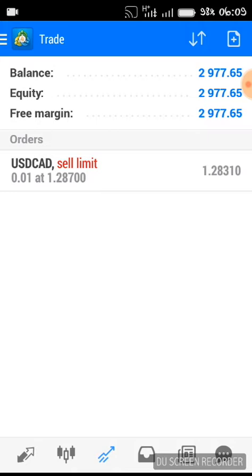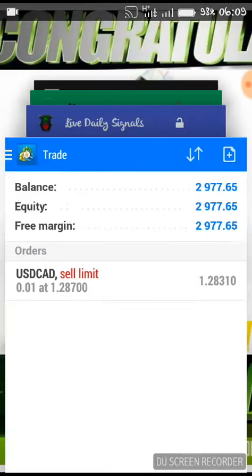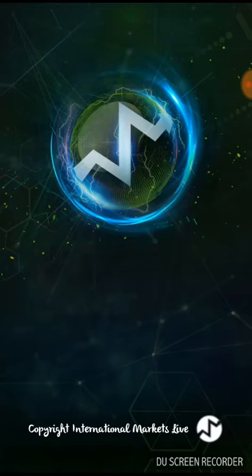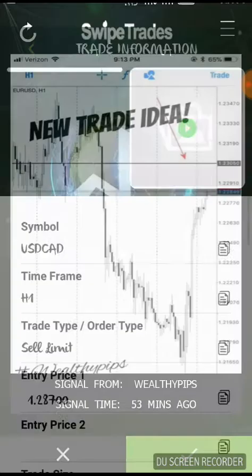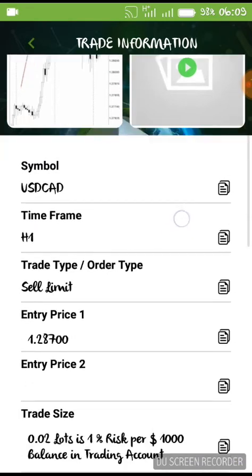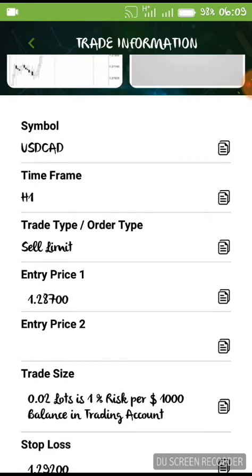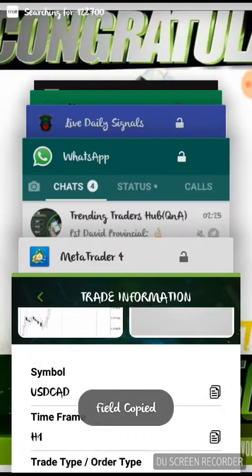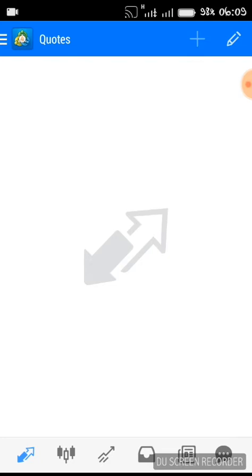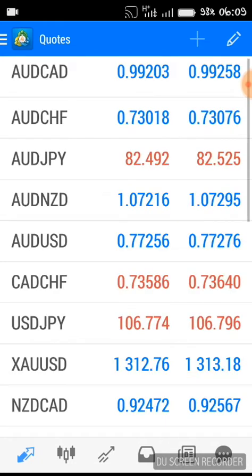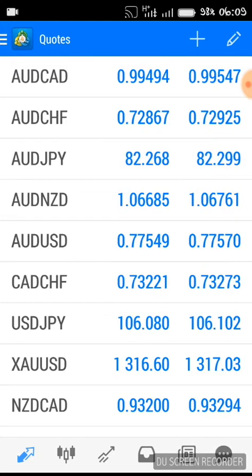So I'll go again through the same process to create a new order. So I'll accept it. I know it is sell limit. I know the entry price is what I need to start with now. USD CAD sell limit. So I copy my entry price 1 and come back to this page and look for USD Canadian dollar.